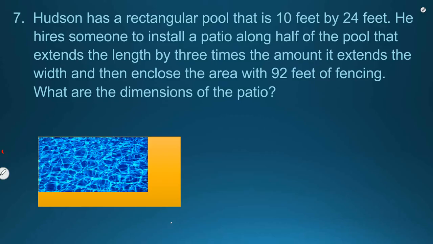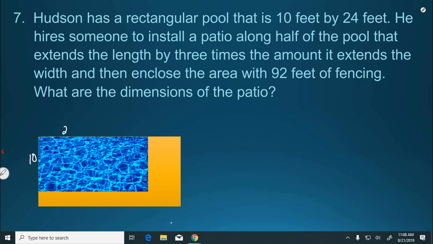So we have Hudson has a rectangular pool that is 10 feet by 24 feet. He hires someone to install a patio along half the pool that extends the length by 3 times the amount it extends the width, and then enclose the area with 92 feet of fencing. What are the dimensions of the patio? All right, so again, we know the pool is 10 by 24. We also know that it's extending the length by 3 times the amount it's extending the width.